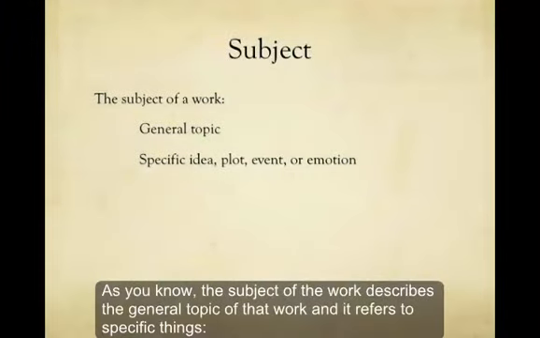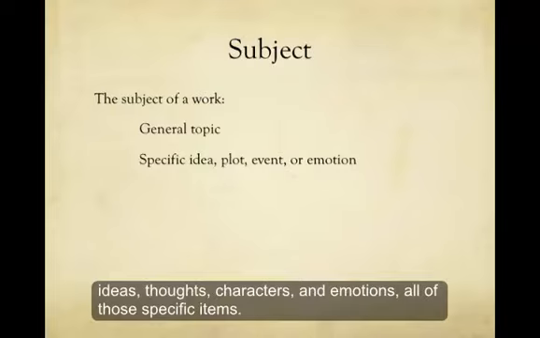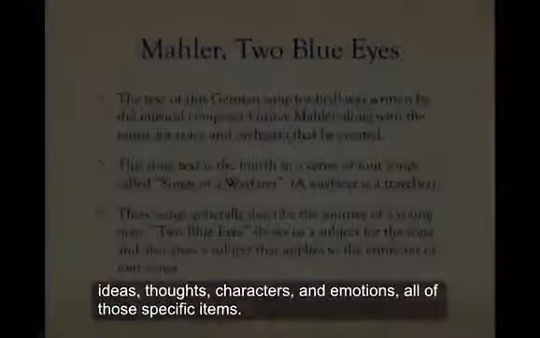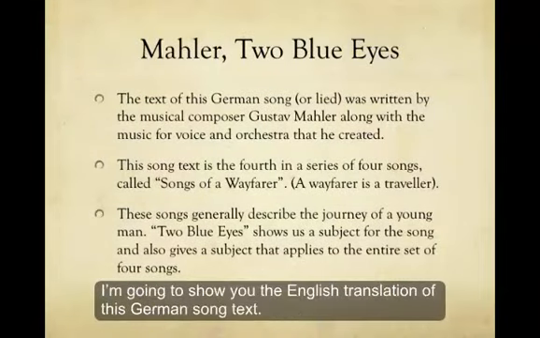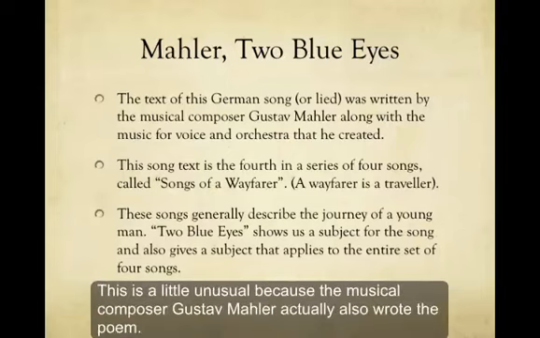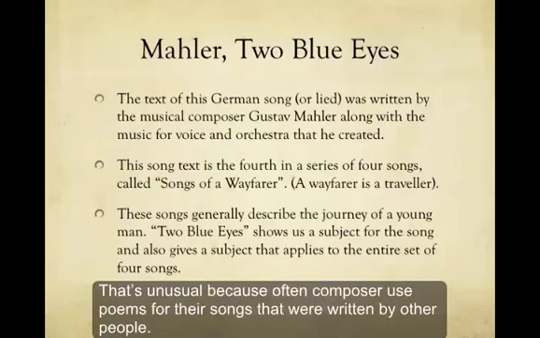As you know, the subject of a work describes the general topic of that work, and it refers to specific things, ideas, plots, characters, events, and emotions, all of those specific items. Here's an example of a work by the composer Gustav Mahler. I'm going to show you the English translation of this German song text. This is a little unusual because the composer Gustav Mahler actually also wrote the poem. That's unusual because often composers use poems for their songs that were written by other people.